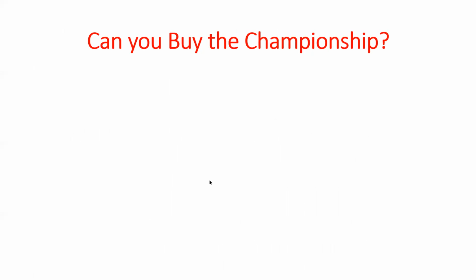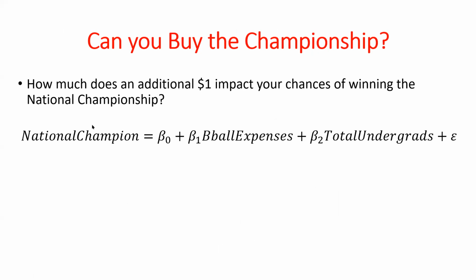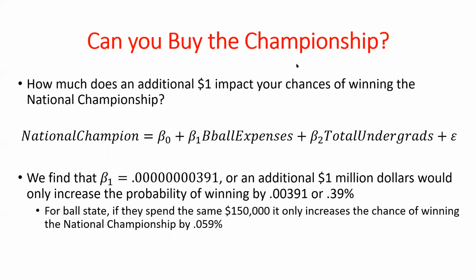you could do the same sort of thing for whether or not the team made the national championship, like whether or not they won. Now, I'm not going to spend a whole lot of time here. It's pretty much the exact same thing, right? We just changed our dependent variable from being the probability you make it to the tournament to the probability you win the national championship.